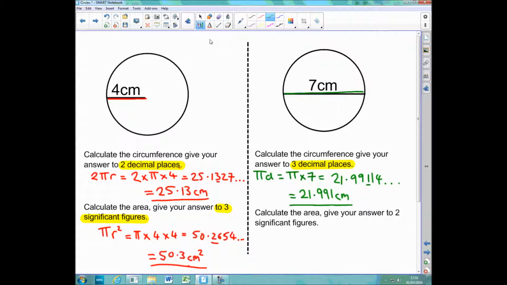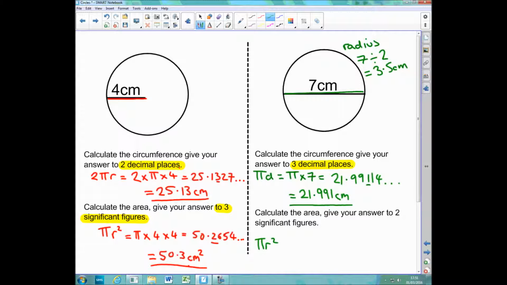Okay, so this last question here where we need to calculate the area. Again, we've only got one formula for this, which is pi r squared, which doesn't actually use the diameter at all. So firstly, we've just got to have a little think of what the radius would be. So in this question here, the diameter is 7, so the radius is going to be 7 halved, 7 divided by 2, which is 3.5 centimeters.